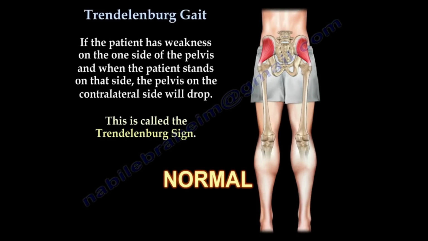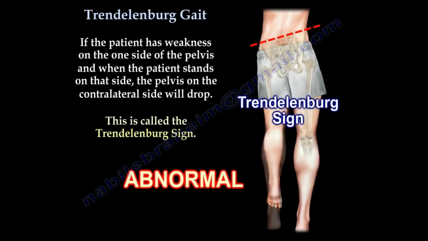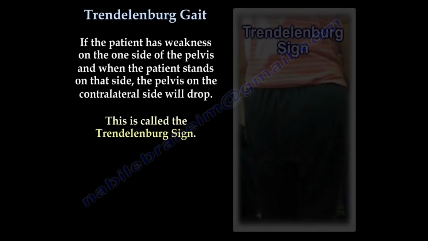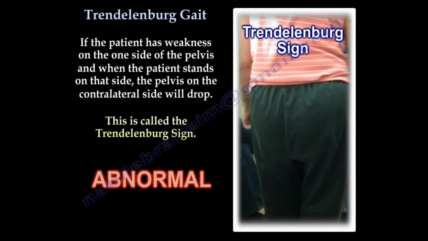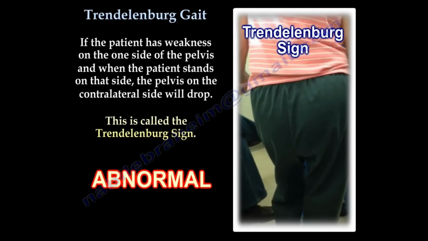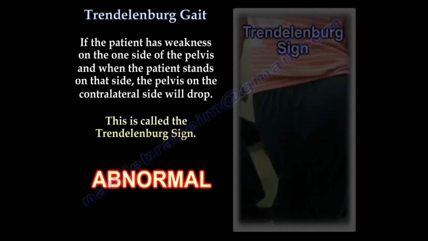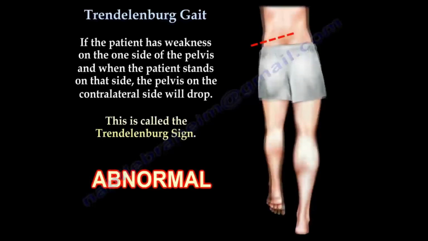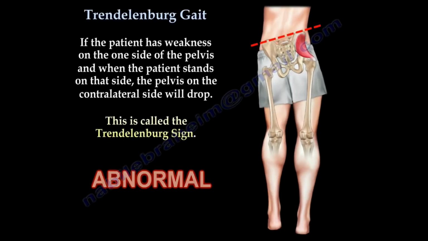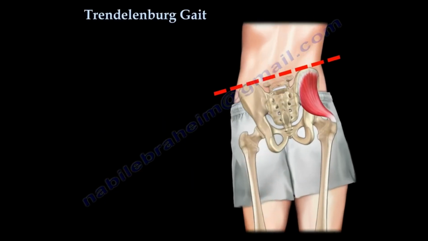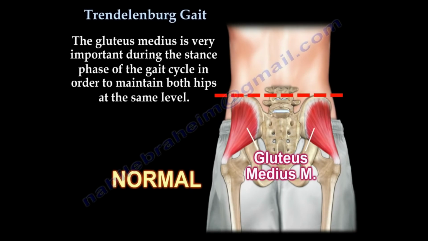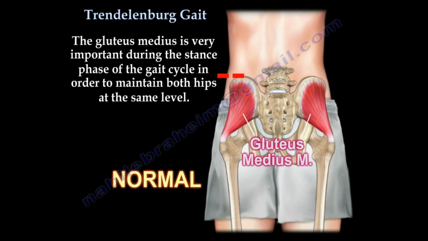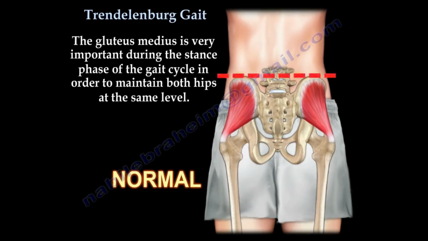If the patient has weakness on one side of the pelvis, and when the patient stands on that side, the pelvis on the contralateral side will drop. This is called the Trendelenburg sign. The gluteus medius is very important during the stance phase of the gait cycle in order to maintain both hips at the same level.